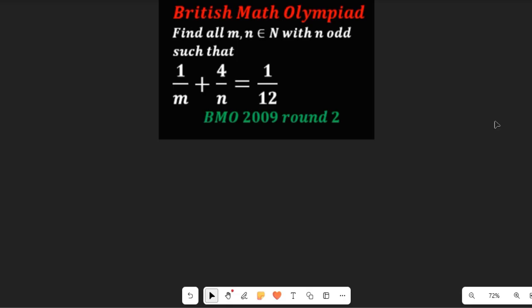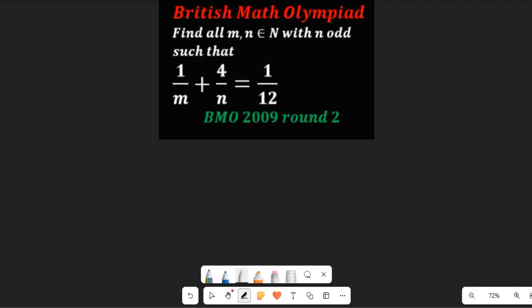This is a British Math Olympiad of 2009 round 2. So how do we find the pairs of m and n, which are elements of natural numbers, with the value of n equal to odd numbers? Let's find out. To solve this, we're going to simplify the expression given to us.